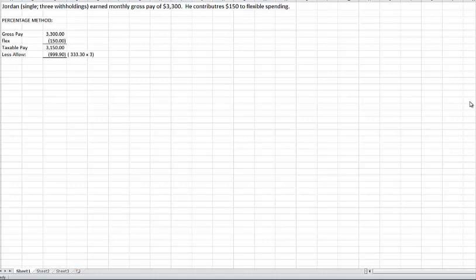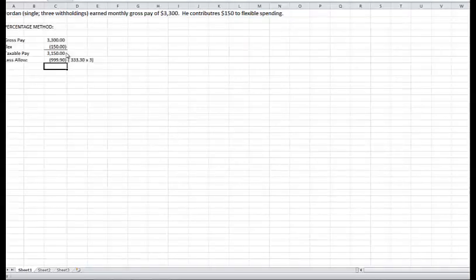We've got Jordan, who is single with 3 withholdings. He earns monthly $3,300 and he contributes $150 to flexible spending. So the first thing we need to do is back out the flexible spending from his gross pay, because for federal income withholding we know that flexible spending is deducted. So when we go over to the percentage tables, we will be calculating the withholding on taxable pay of $3,150.